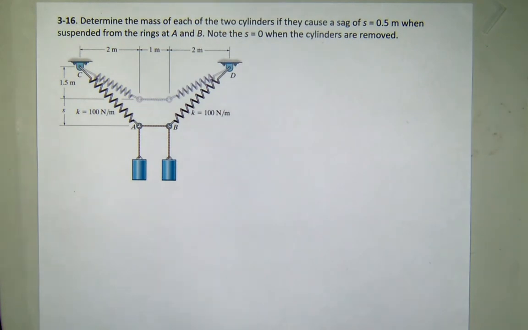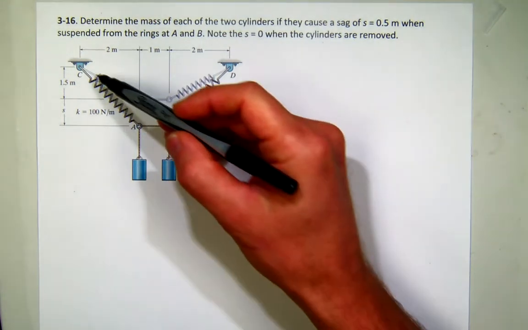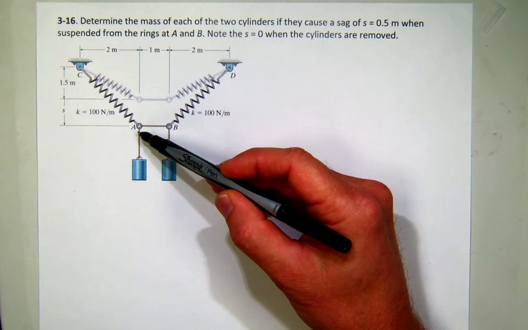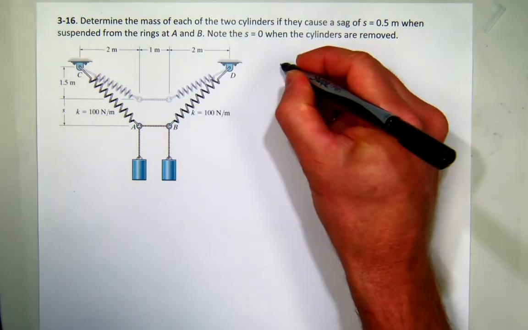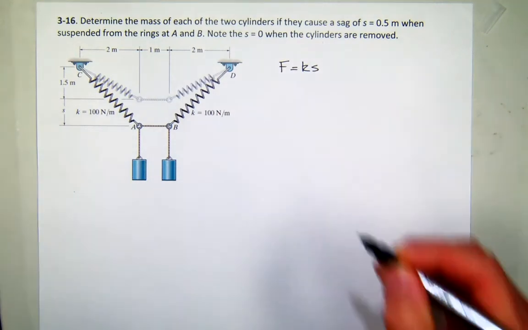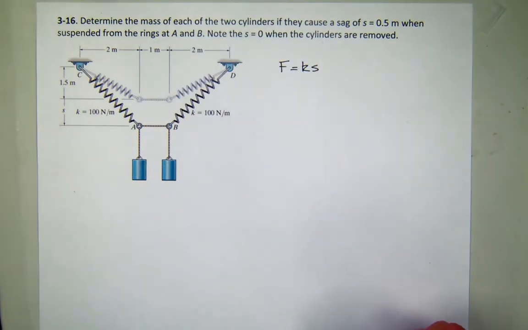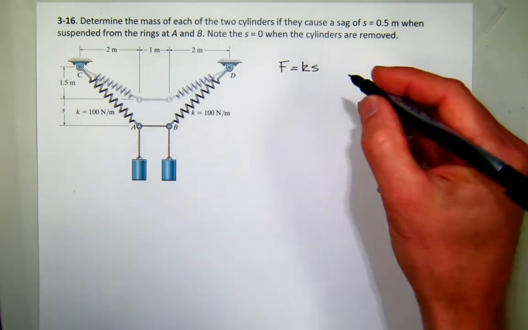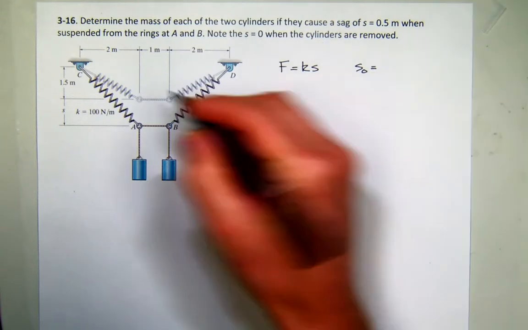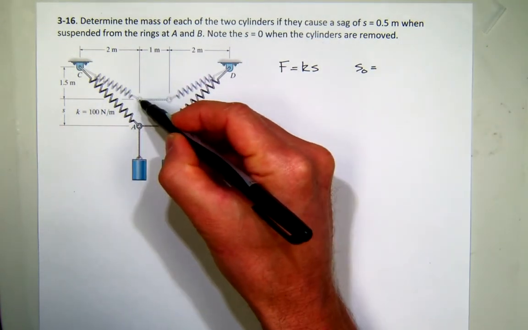So the first thing we should probably do is find the original length and then how much the spring stretches. Remember that the force in a spring is the stiffness times how much it displaces, the sag. So what is that sag, or that elongation, going to be? Let's find that first. So we know originally, say S naught, what's the length of this originally?